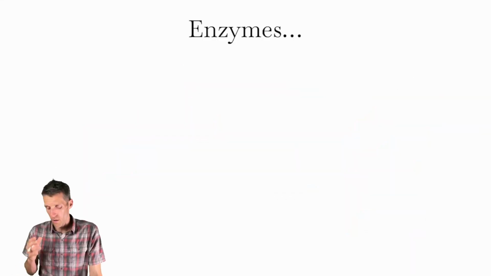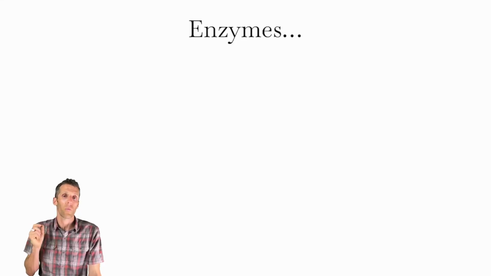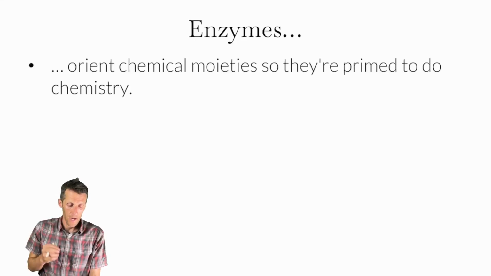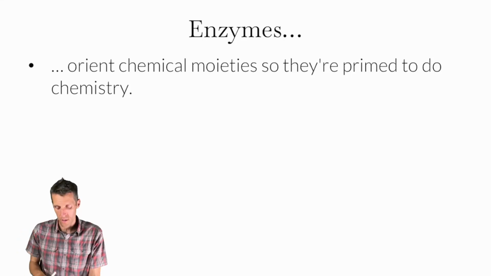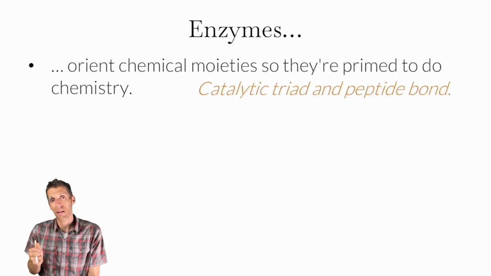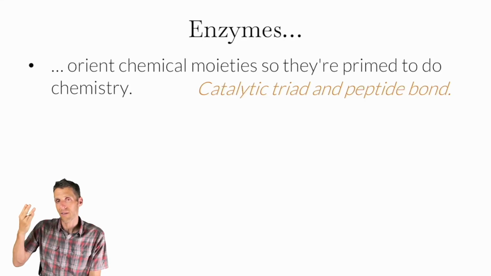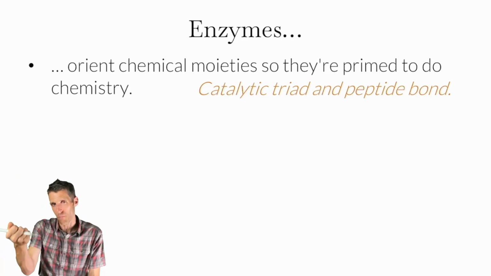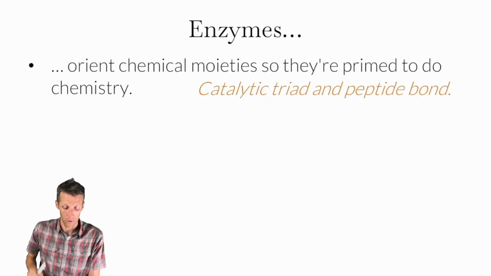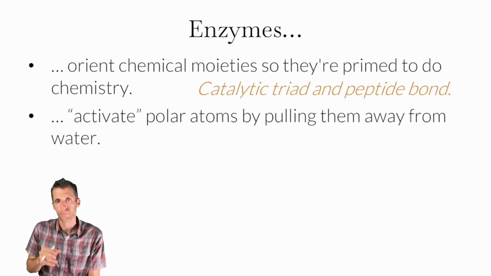Okay, we're almost done here. I do want to come back though, because we just did a whole bunch of stuff about a particular enzyme. What does this tell us about how enzymes work as a group? So I said that enzymes orient chemical moieties so they're primed to do chemistry. We see that in the catalytic triad because the catalytic triad is lined up precisely with that peptide bond so that serine can do its nucleophilic attack, right? The whole protein architecture is designed to put the substrate into that orientation.